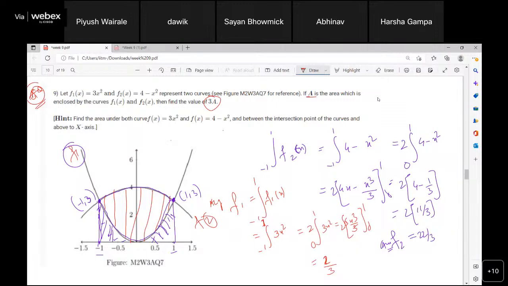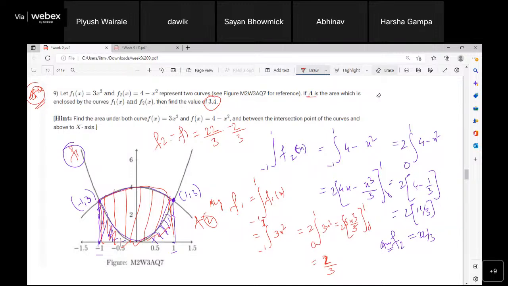Yes, sir. Now the area enclosed will be F2 minus F1. Area under F2, that is this, minus this, I will get this area, right? So it will be 22 by 3 minus 2 by 3. It's 2, right?